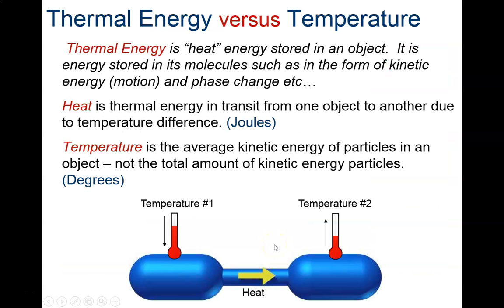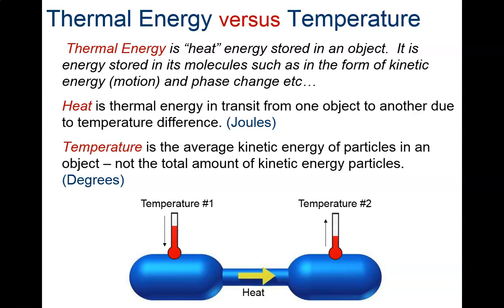So some definitions. Thermal energy is quote unquote heat energy that's stored in an object. It's basically in the form of the moving atoms or molecules of the substance, as well as energy that was stored or released during phase change, meaning melting or boiling, and things along that nature. Heat is thermal energy that's in transit from one object to another object due to a temperature difference.